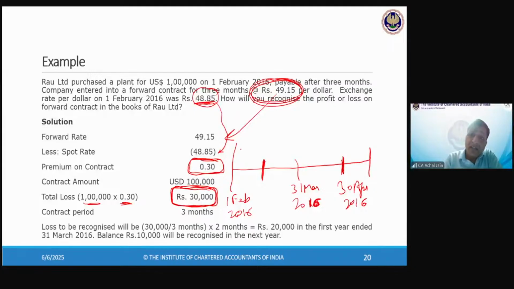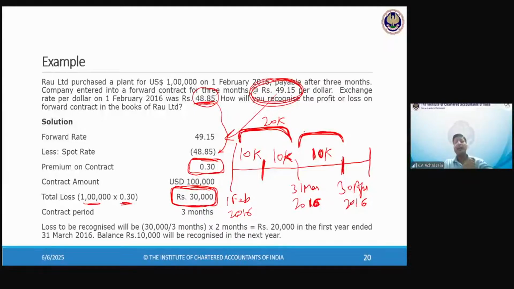So this has to be amortized over 3 months. That means in the first month, 10,000 will go to P&L. In the second month, 10,000 will go to P&L. So in this particular financial year, you will take 20,000 to P&L. In the next financial year, you will take 10,000 to P&L.